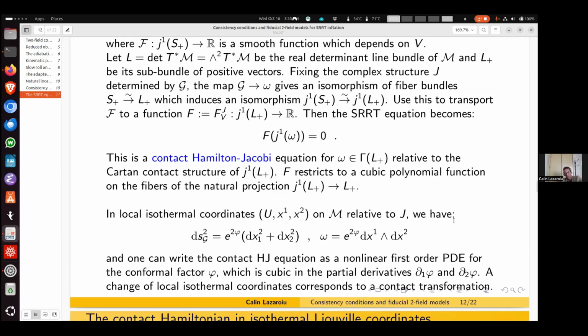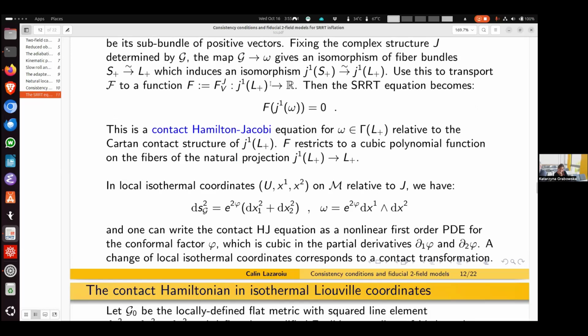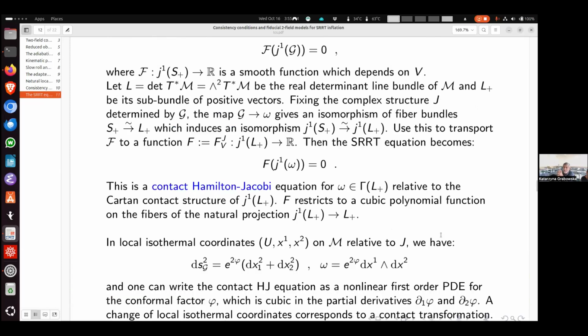On the first order jet bundle. So this is a very, very natural equation. Yes? But here phi is a function on M which is real, yes?